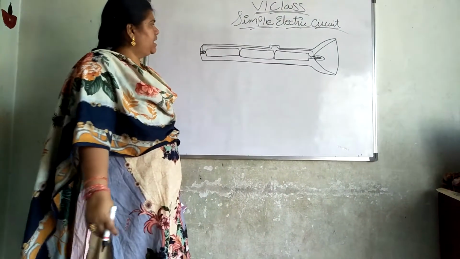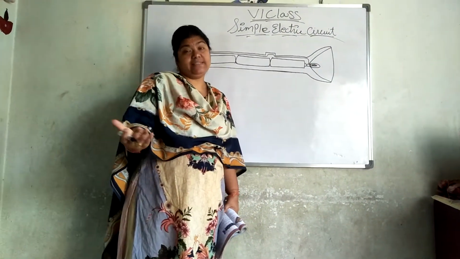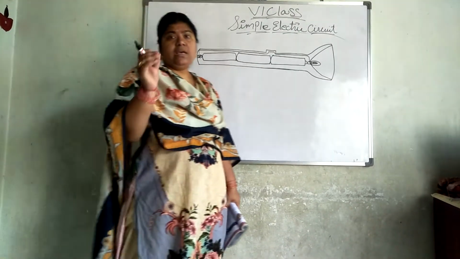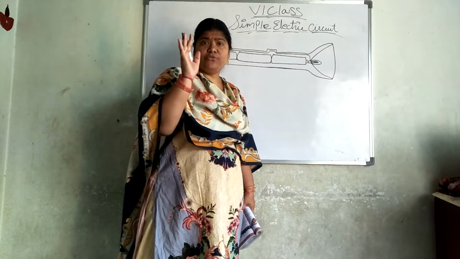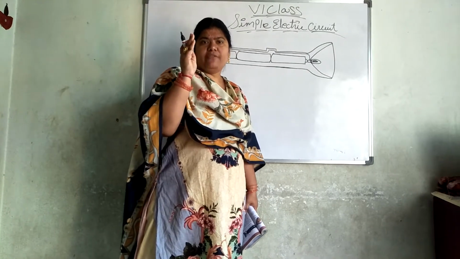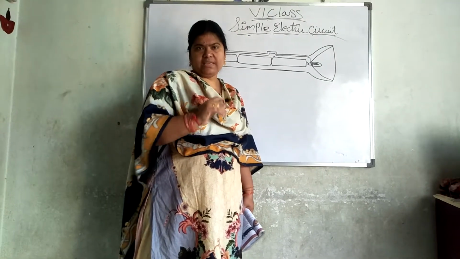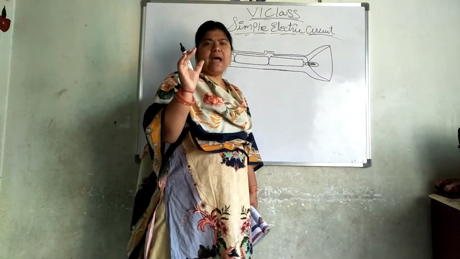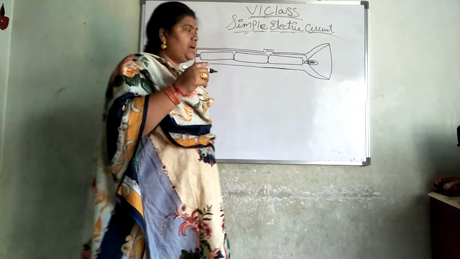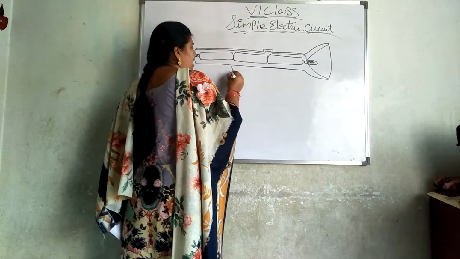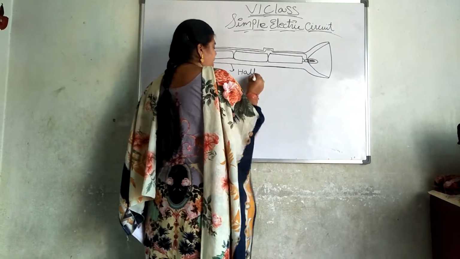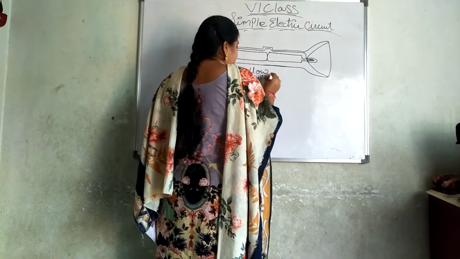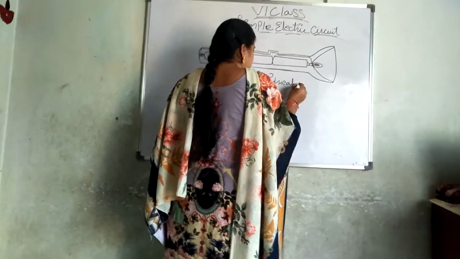So see here, this is a rough diagram of the torchlight. Got the point? This is an 8 marks answer, which means 4 marks for your diagram and 4 marks for the explanation. So what are the different parts of the torchlight? First, it has a hollow cylindrical barrel.